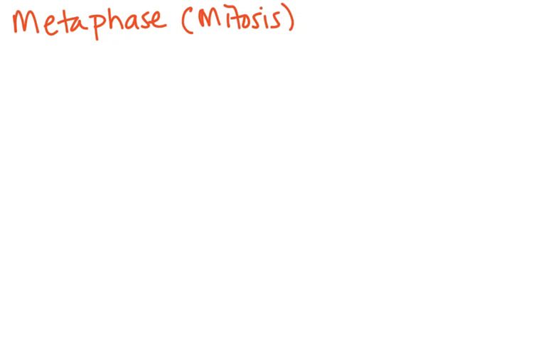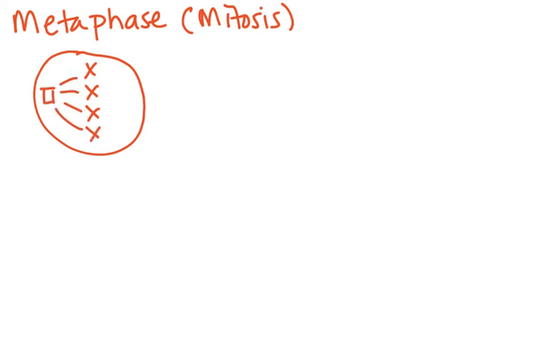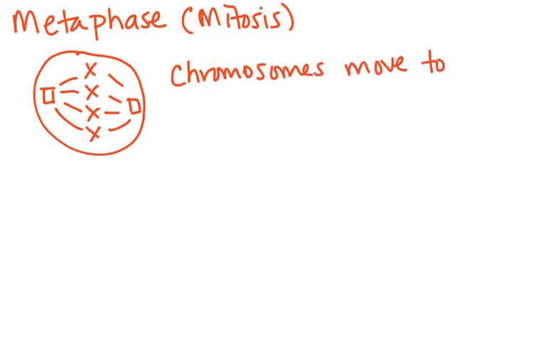Moving on, we have metaphase, which is still in mitosis. So at this point, you have your cell, and in metaphase, the nucleus has gone away. It's disappeared, and the chromosomes have moved toward the middle of the cell. And they move toward the middle of the cell by the spindle fibers and the centrioles. So chromosomes move to middle of cell. And it's easy to remember because middle and metaphase both start with M.